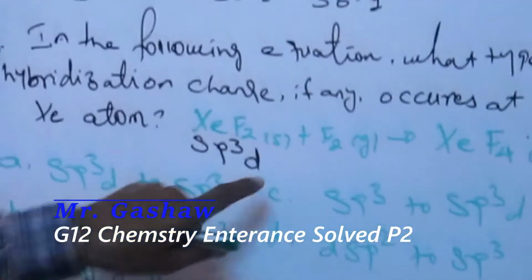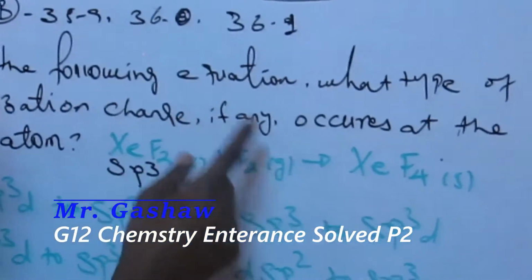The sp3d orbitals came. So the reaction, that means when fluorine is added to this compound, it should be converted into xenon fluoride.